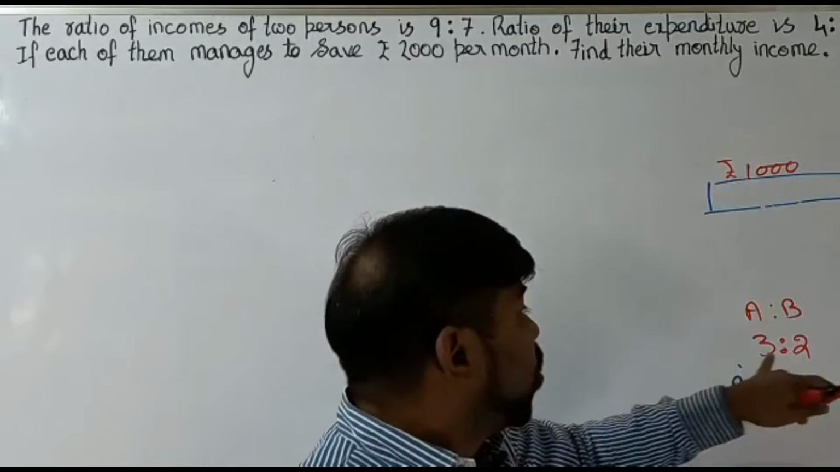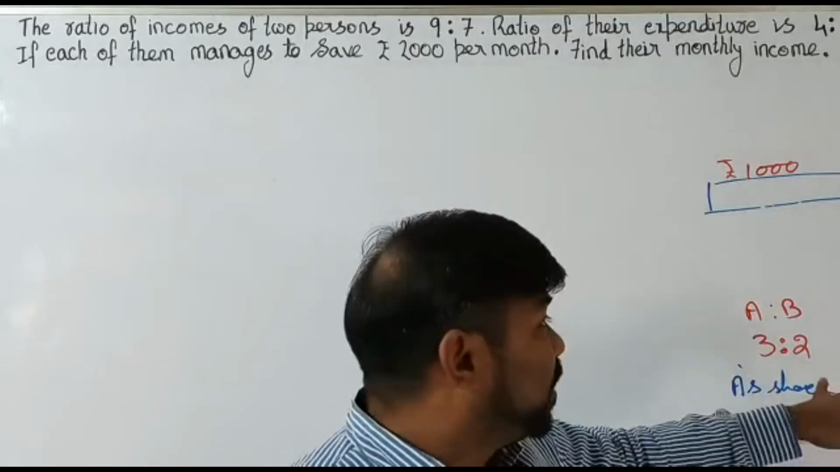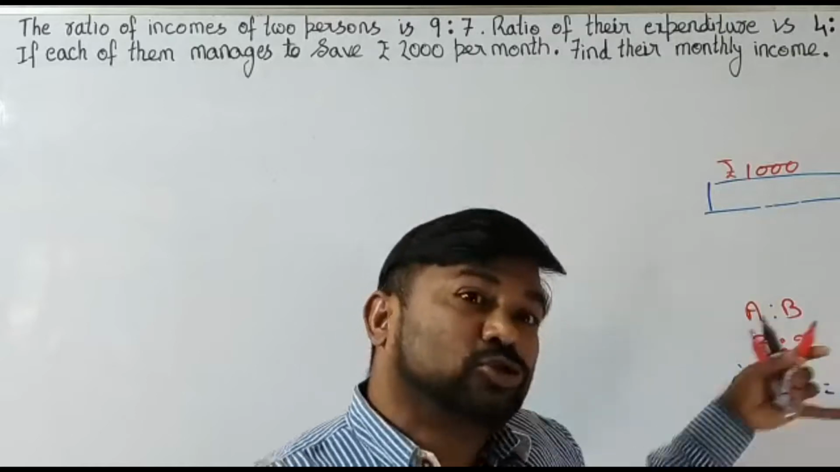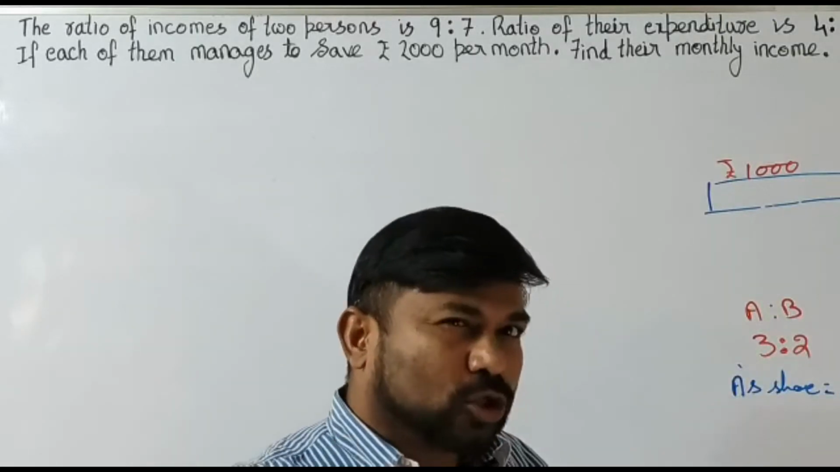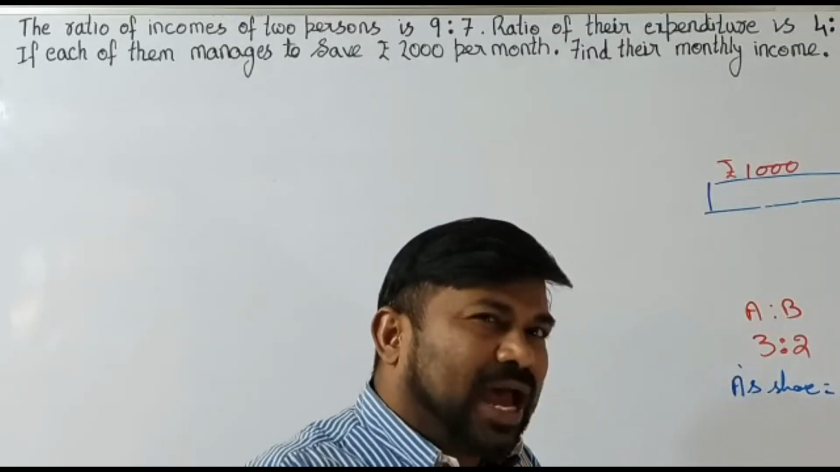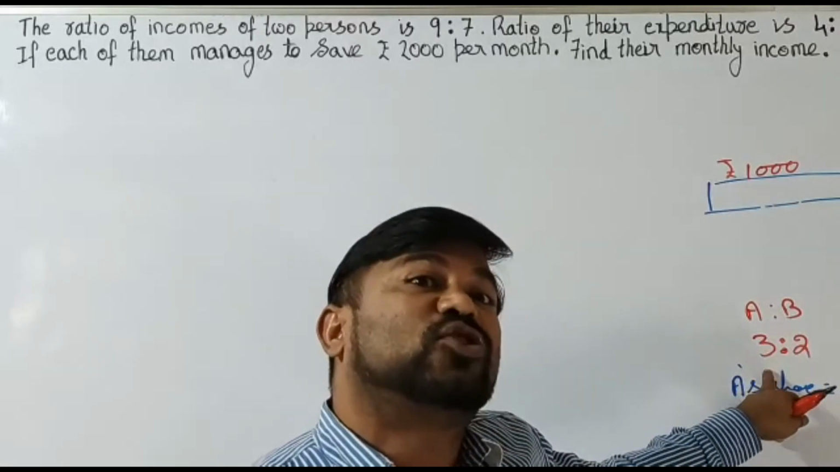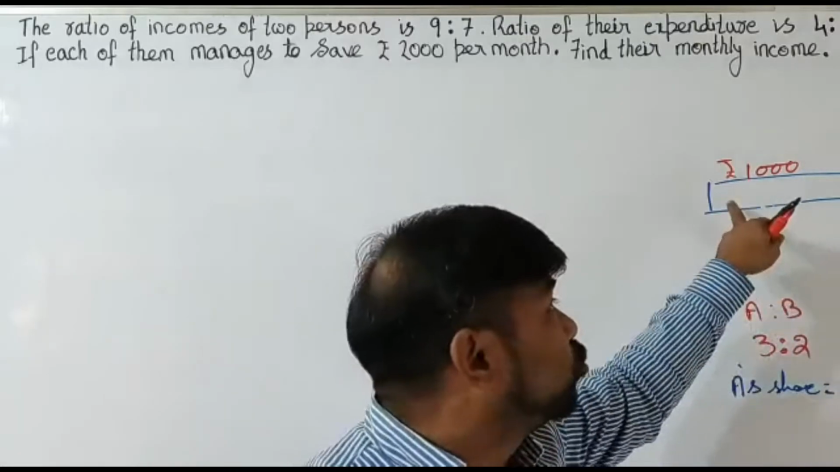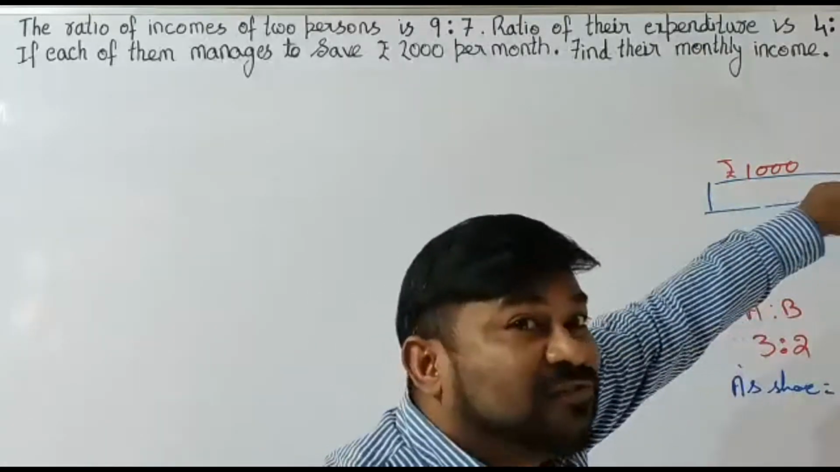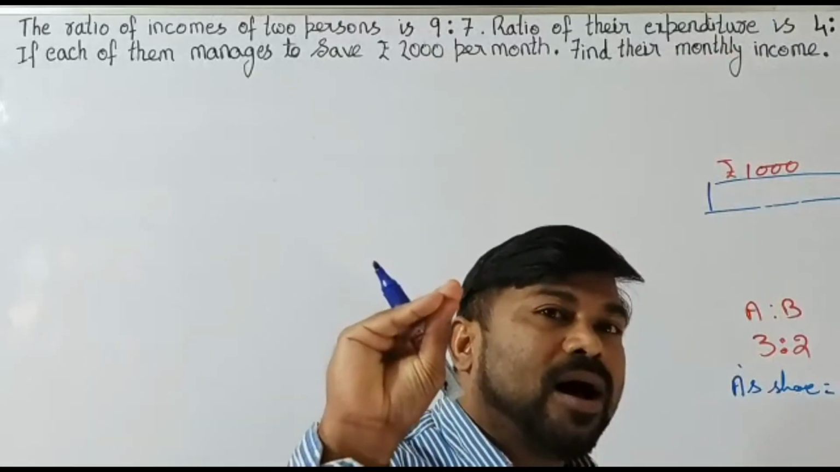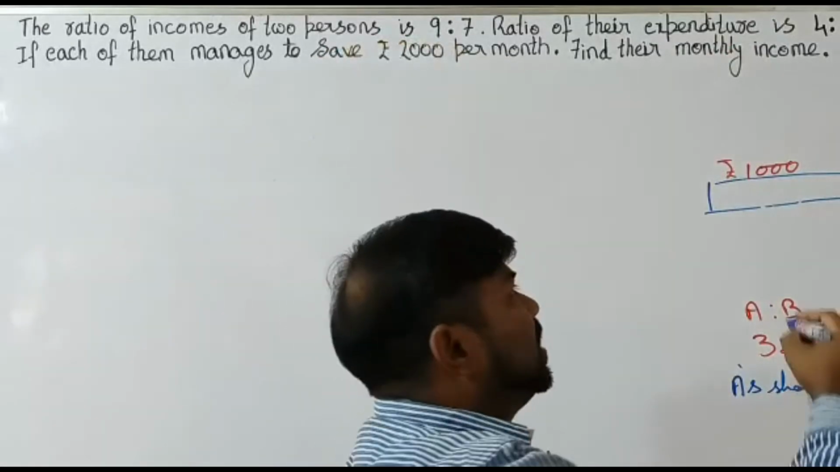In the same way, what is B's share? B's share is, out of those 5 parts, B is getting 2 parts. That's what it means. So, because the ratio is in terms of 3:2, I have to divide that 1,000 into 5 equal parts. That's the point.